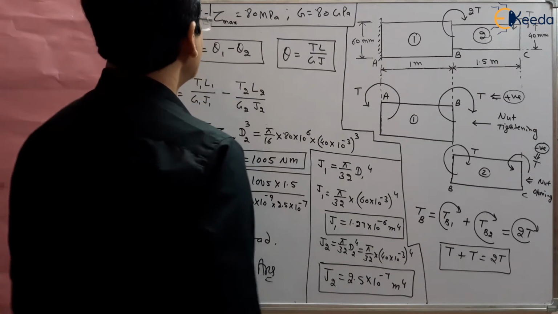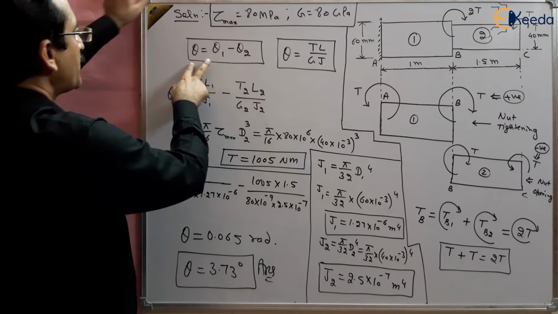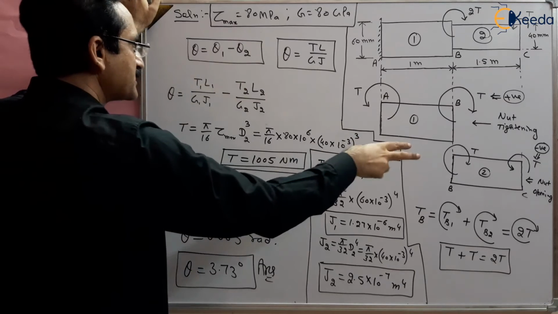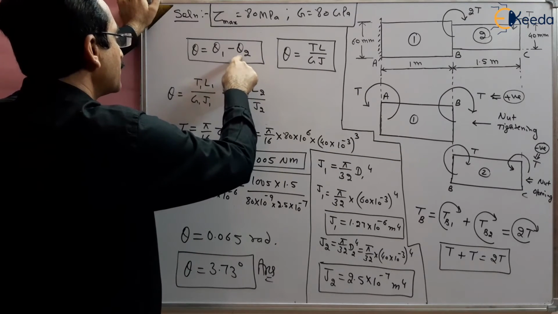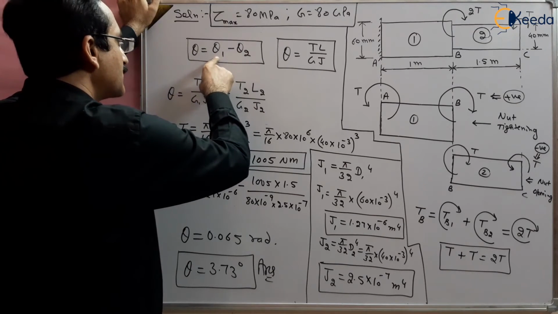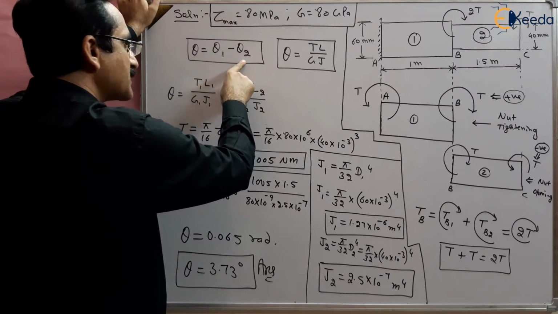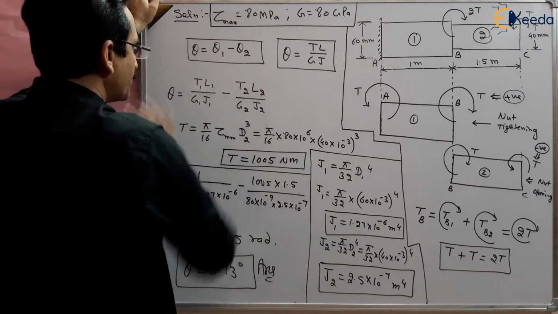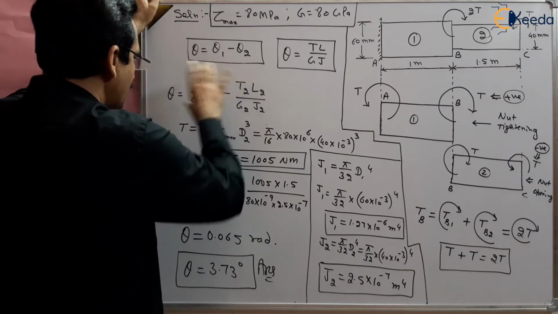So based on this, we know the angle of twist is given by angle of twist of first shaft plus angle of twist of second shaft, because one is negative. So that's why we have taken here negative, theta 1 minus theta 2. One is positive and another is negative, right? And theta we know is TL by GJ. So we have this value, put this value.